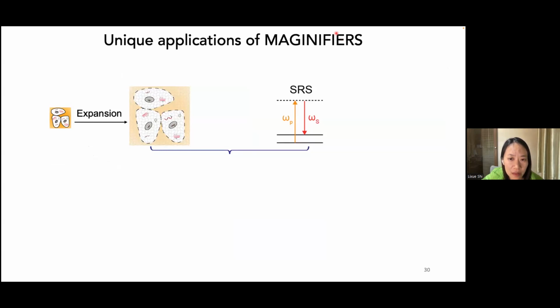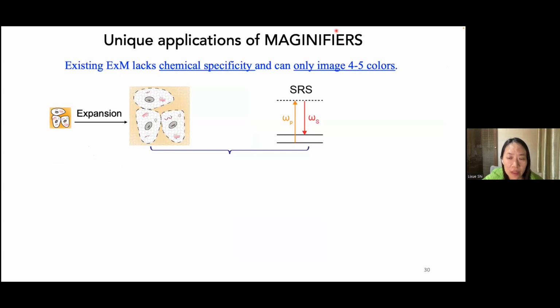So MAGNIFIERS can provide niches that are complementary to existing SRS or expansion microscope imaging alone. On one side, MAGNIFIERS complements fluorescence-based nanoscope, which lacks chemical specificity and can only image like 4 to 5 colors. On the other side, it offers a simple and general way to achieve super-resolution Raman imaging. More specifically, MAGNIFIERS revitalized a full spectrum of utilities of SRS imaging into the subdiffraction regime.